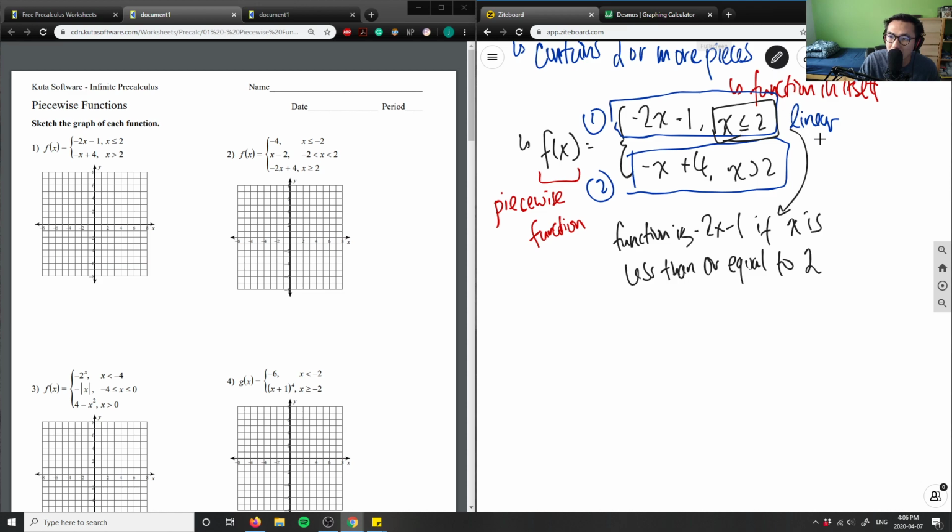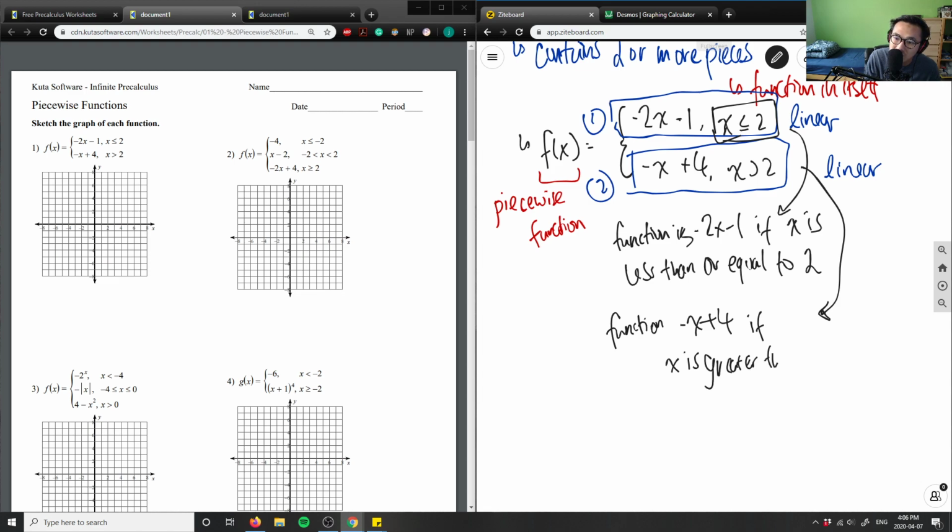And the second part, if you look here, is negative x plus 4, right? As you can see, this is also a linear function, so let me write linear here. And then I'm going to put an arrow for this one. The second part is this function will become negative x plus 4 if x is greater than 2, right? If x is greater than 2, then the function here is negative x plus 4.